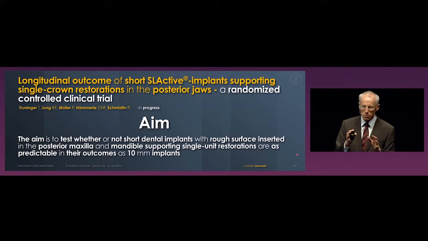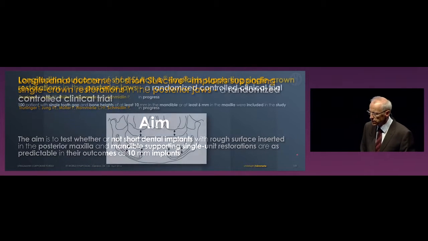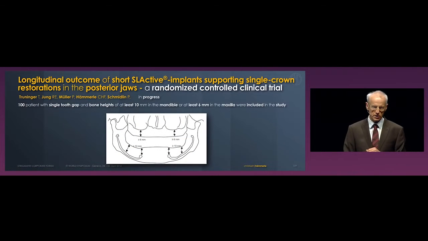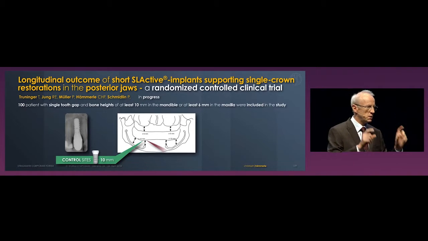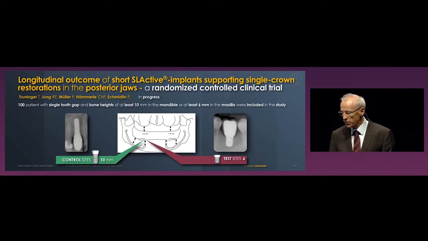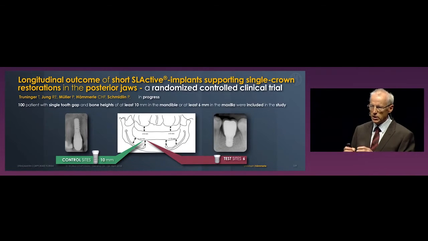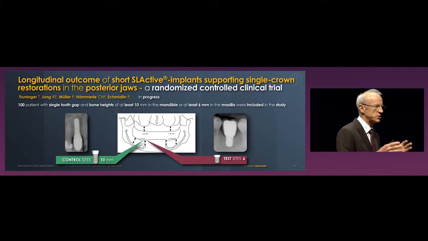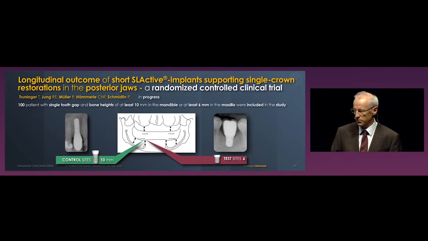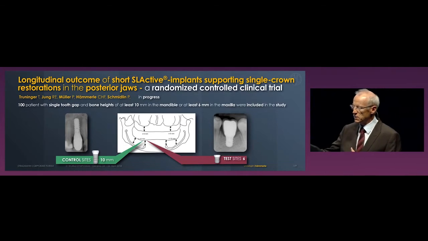Now, normally implants are placed according to the amount of bone which is available. In this study, with 100 patients, we did it differently. We took sites where a 10 millimeter implant could be placed, and we randomized for the control sites with 10 millimeters and the test sites with 6 millimeters, to really get a feeling how much osseointegration for a single crown replacement is needed. Are we still on the safe side with a 6 millimeter implant over extended periods of time?